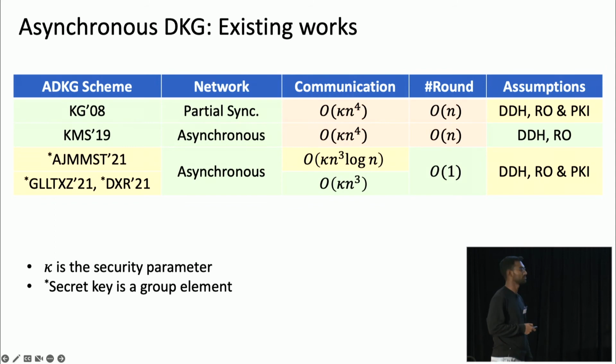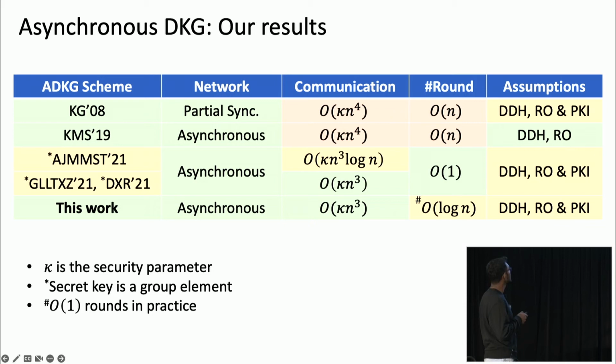So that's their caveat. In this paper, we want to achieve kappa n cubed communication cost. This is our result. We achieve kappa n cubed communication cost in asynchrony, but we have to pay slightly more in round complexity. And we ensure that the secret key is still a field element, so it's compatible with off-the-shelf threshold crypto systems. So this is our summary of results.